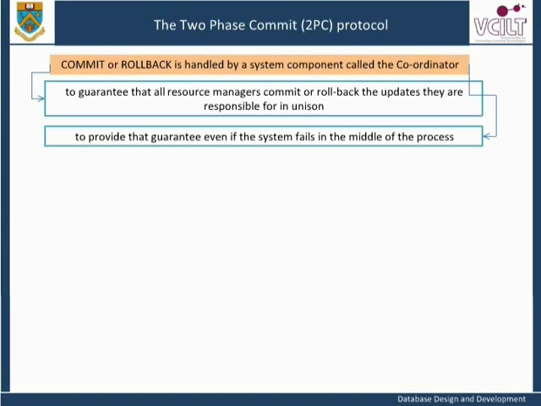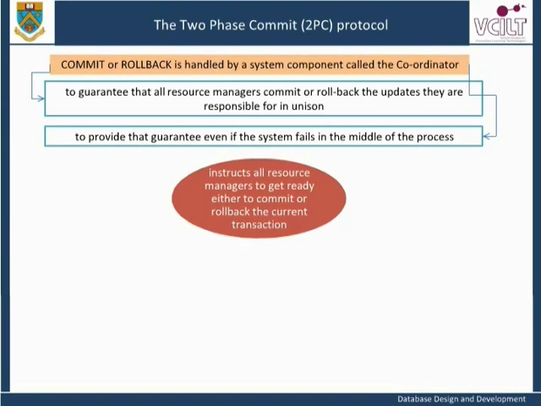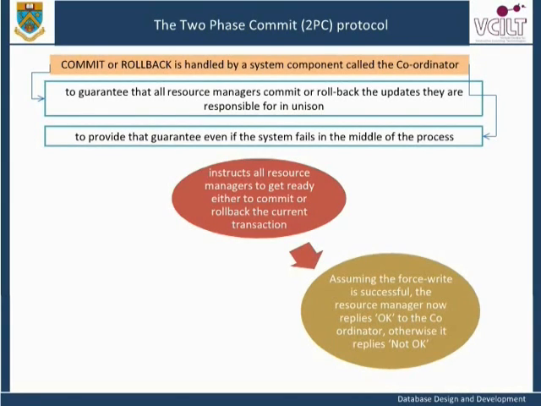First, the coordinator instructs all resource managers to get ready either to commit or roll back the current transaction. In practice, this means that each participant in the process must force write all log entries for local resources used by the transaction out to its own physical log. Assuming the force write is successful, the resource manager now replies OK to the coordinator, otherwise, it replies not OK.